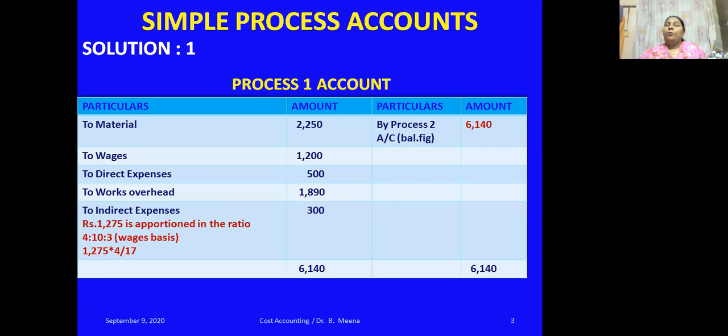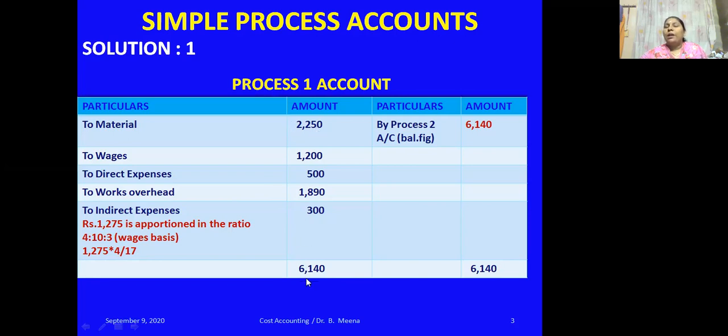Then how I apportion for process 1 means based on the direct wages ratio. What is the direct wages ratio? I simplified 4 is to 10 is to 3. So 4 by 17 for process 1, 10 by 17 for process 2, 3 by 17 for process 3. So out of 1,275, what is for process 1? 4 by 17. So what is the value I'm getting? 300. So since it's a simple process account, I will close the debit side.